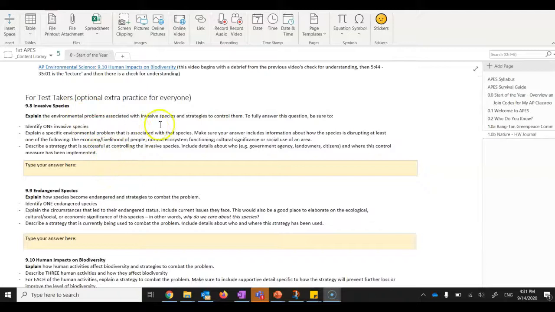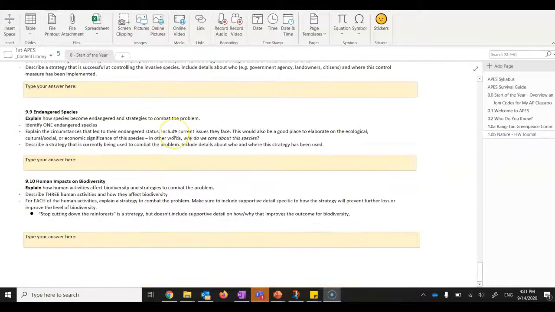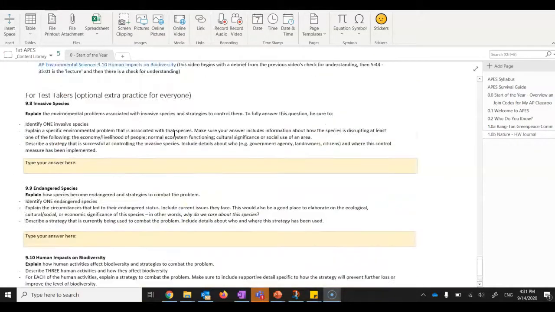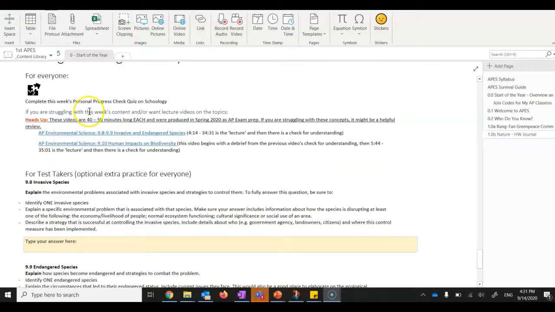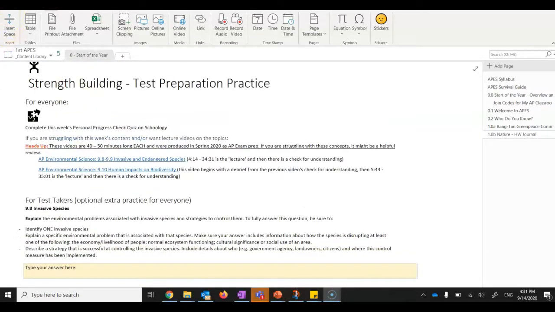Sometimes we will assign these, sometimes we will just have them as extra practice. We'll only assign them for the test takers, those people that know that they want to take the AP exam and need extra practice in some in-depth writing.